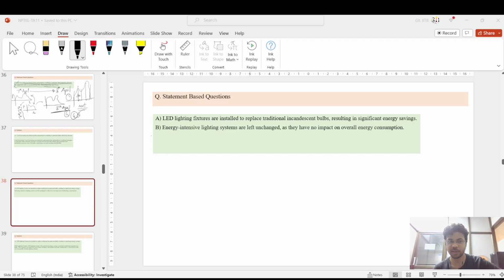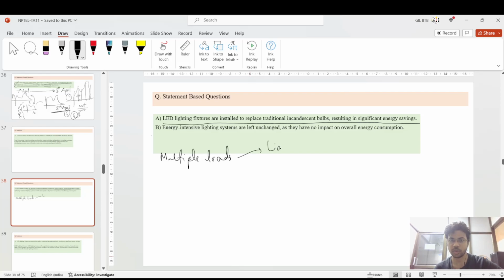Okay, I got one answer that A is true, one more answer that B with no idea. So let me explain. The first statement is saying that LED lighting fixtures are installed to replace traditional incandescent bulbs, resulting in significant energy saving. So what happens is that you have multiple loads.